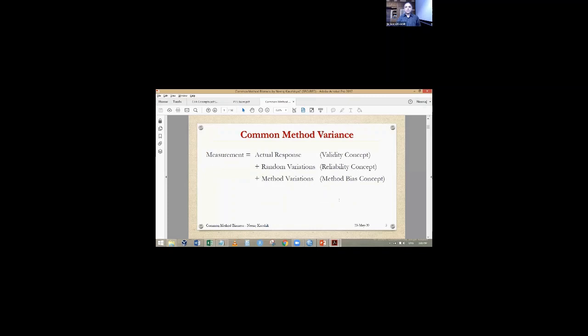So look, these are the 3 important concepts which are pivotal in statistics. The actual response is called validity, random variation, this concept is called reliability, and method variation is called the method bias. Anything else other than that. So our purpose is to look only and only at this. But this is also there. Reliability means when you measure the same thing again and again, how much of the similar thing is coming? So we are not saying this is the truth.